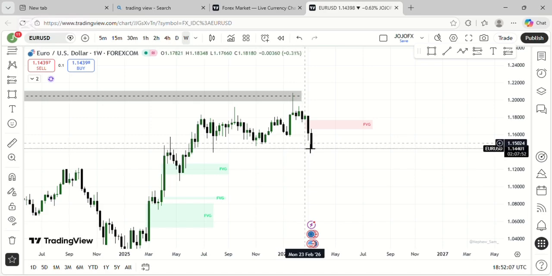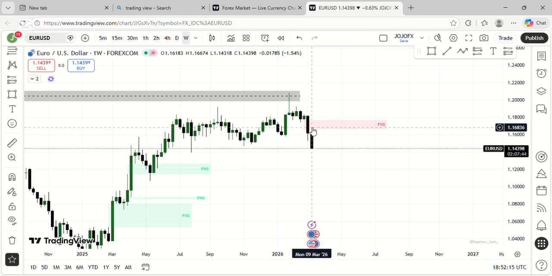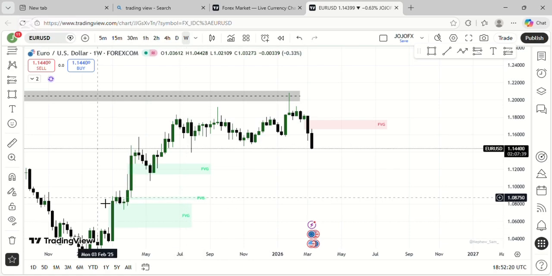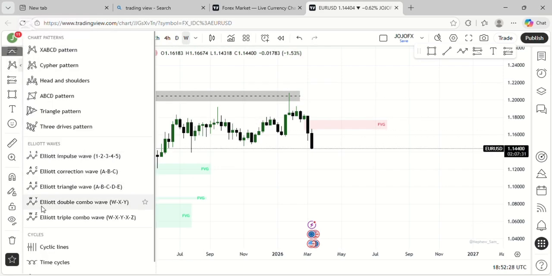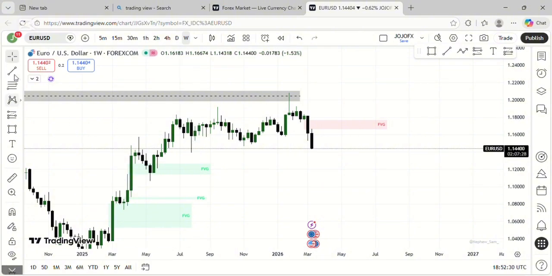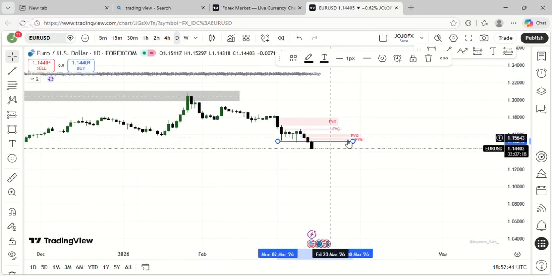So this was where I started my analysis from, the weekly time frame. This was the last week candle, and this was this week candle. So what I did was I marked out my weekly candle on the weekly chart on liquidity first, and after doing that I went to the daily time frame to get a clearer view on it.